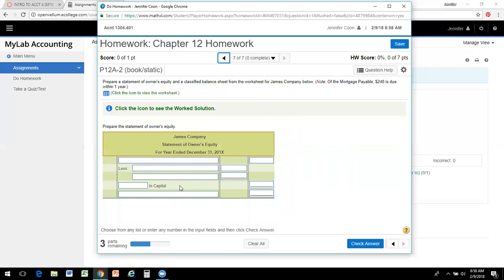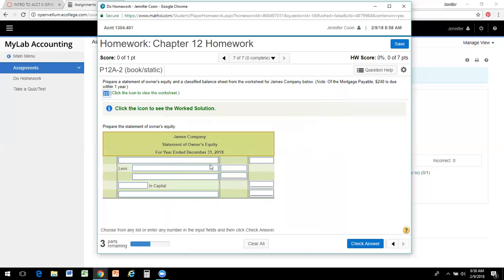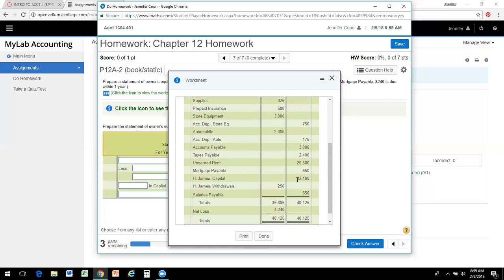Question 7, statement of owner's equity. And then you're going to do what they call a classified balance sheet. So from that information, you're going to have to put these into either current assets or current liabilities. Now, the whole purpose why you have to do the statement of owner's equity first is because you got to get your ending capital. The capital that you have here is your beginning capital. So you have to calculate your new ending capital because that rolls over.